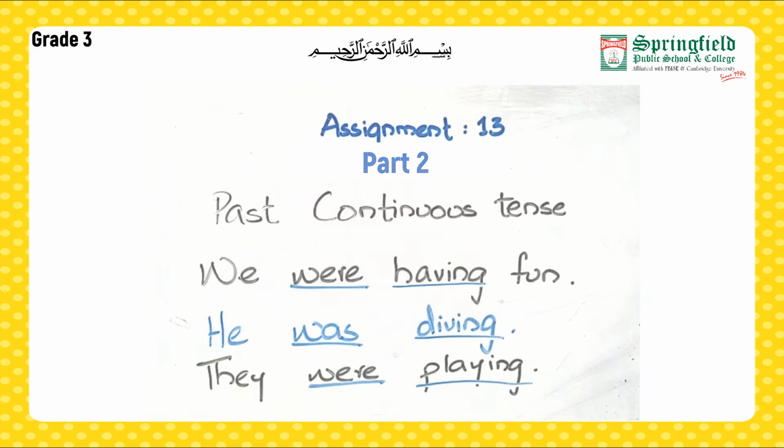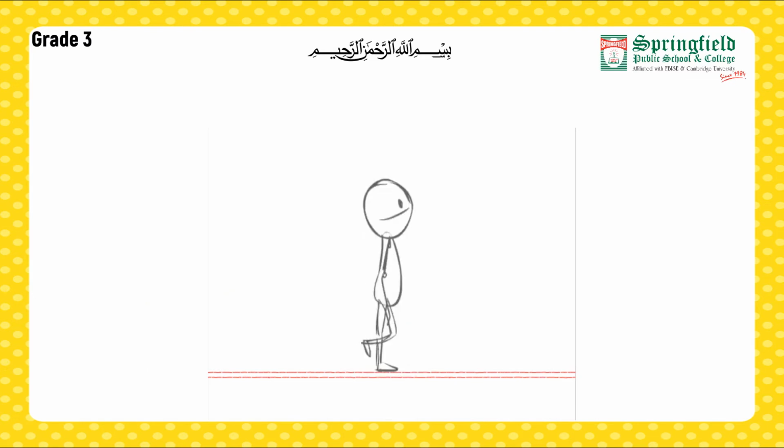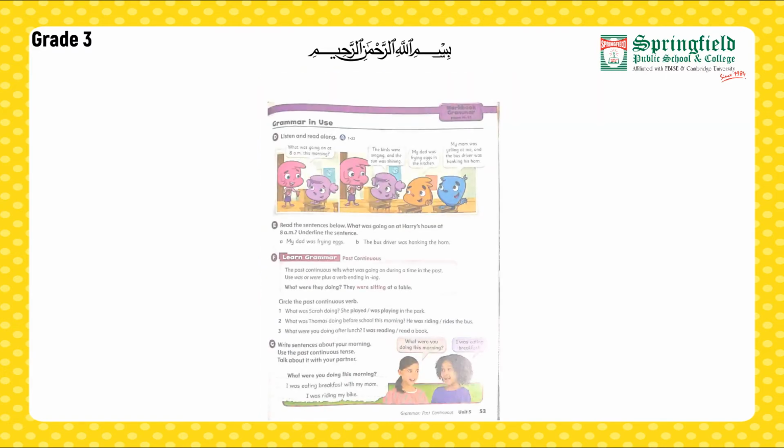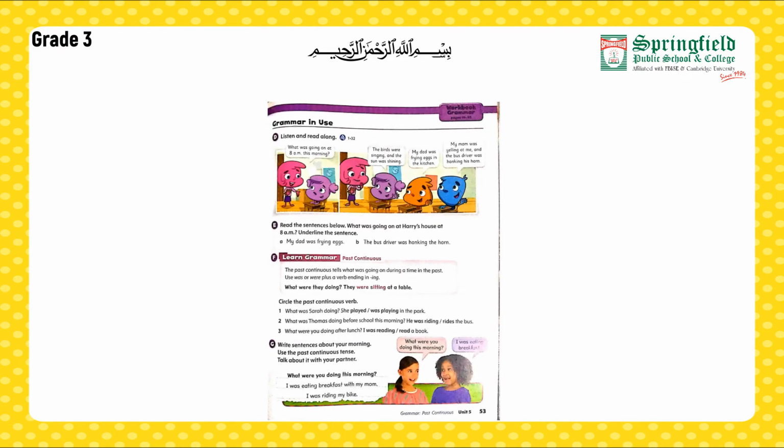Now moving towards our exercises. So students, we are done with our past continuous. Now moving towards our exercises. The first page of your assignment, you have to do it on your books, that is Oxford Discover Student Book, page 53. Rest of the pages, you have to do it on your assignment.